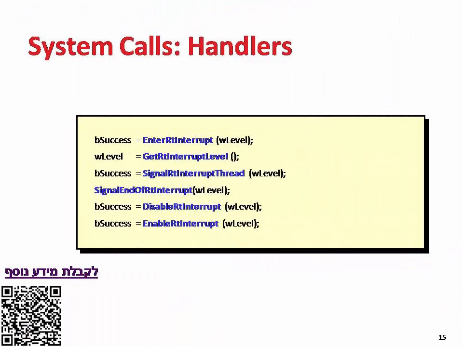Enter RT interrupt is required at the start of a handler to set up addressing for its data area. Its parameter may not be a global variable, so it must be a constant or the result of get RT interrupt level. Before an interrupt handler returns, it must call either signal RT interrupt thread, if there is an interrupt thread and it should be signaled, or signal end of RT interrupt, if there is no interrupt thread, or the thread needs not be signaled.